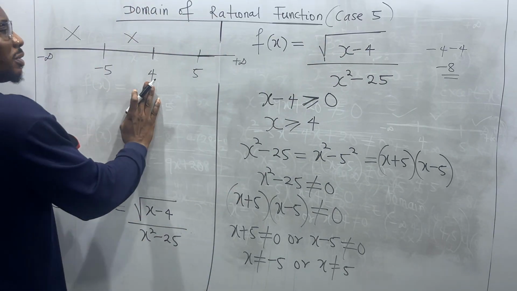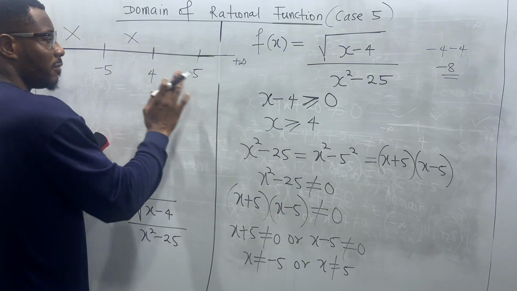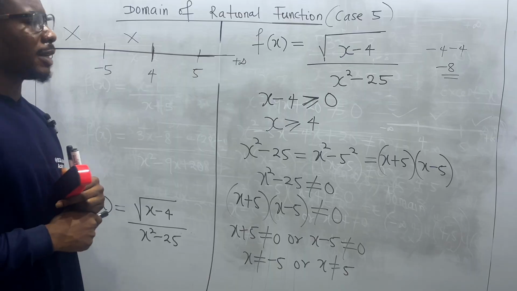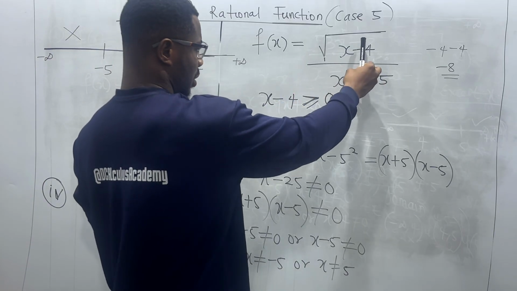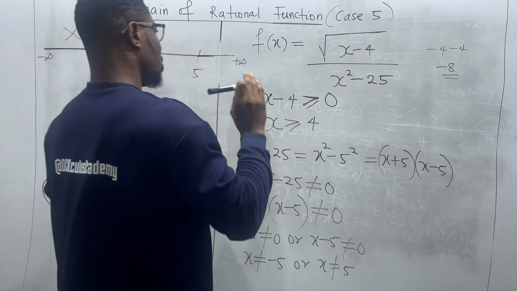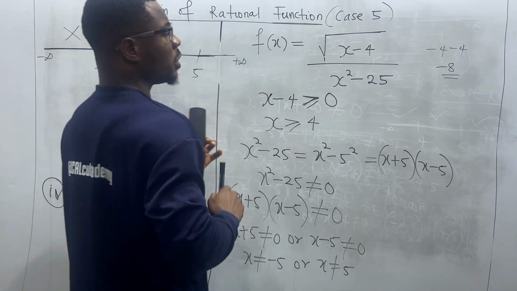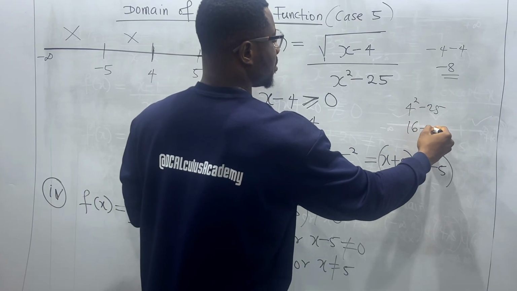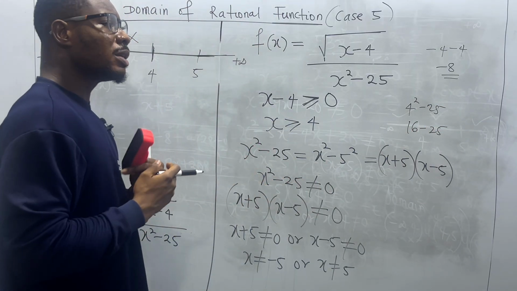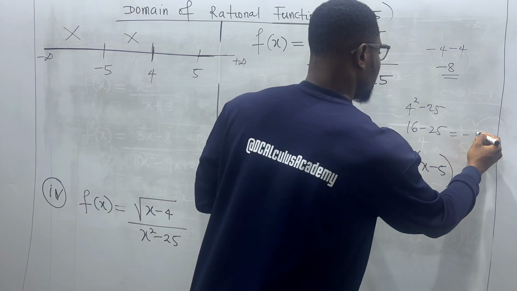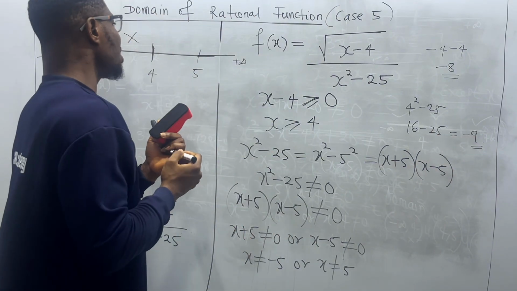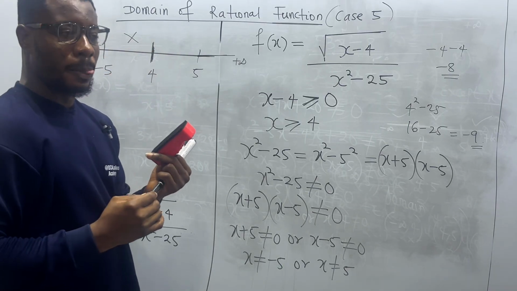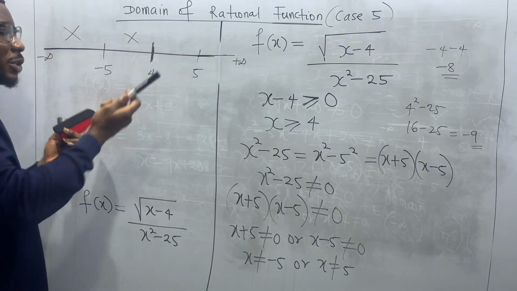Now let's check between 4 and 5. Let's start with 4. If we place 4 here as x, is the function going to be defined? Let's check that. 4 minus 4 is 0. Square root, is it possible? Yes. So it satisfies for the numerator. Come to the denominator. 4 squared minus 25. 4 squared is 16. 16 minus 25 gives us a value, minus 9. So it means if I place x as 4, the function is defined. That tells me that 4 can be chosen.